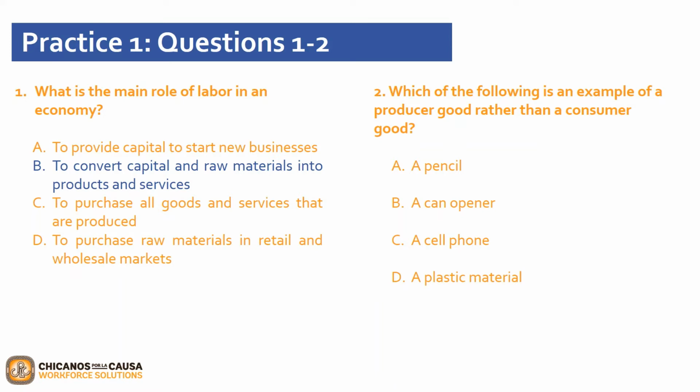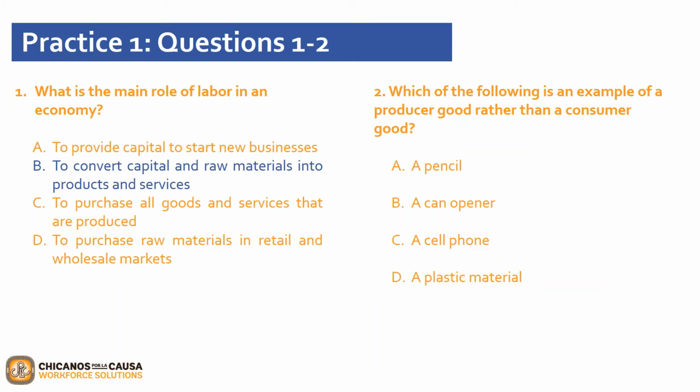Let's move on to question 2. Which of the following is an example of a producer good rather than a consumer good? A, a pencil. B, a can opener. C, a cell phone. D, a plastic material.